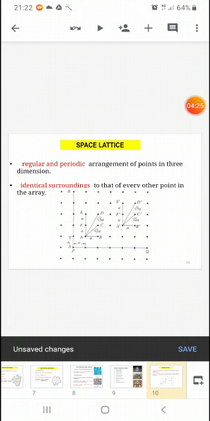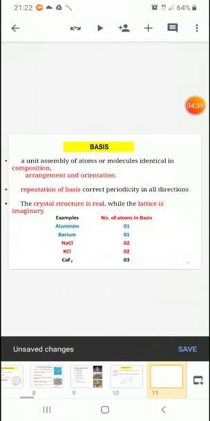Now the second important point is basis. Basis is a unit assembly of atoms or molecules identical in composition, arrangement and orientation. Or basis is again defined as the repetition of basis periodically in all directions. The crystal structure is real while the lattice is imaginary. This is the important point. Again, all of you listen to it. The crystal structure is real while the lattice is the imaginary point.